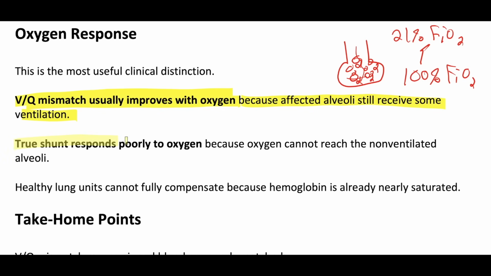Whereas true shunt responds poorly to oxygen because there's no ventilation at all, right? That alveolus doesn't have 2 oxygen in it, it has none, right? There's no oxygen that is able to get into it. So whether I increase the number of oxygens from 2 to 10 to 1 million, none of them are getting into that alveolus. So it does not improve oxygenation when I increase the amount of FiO2.